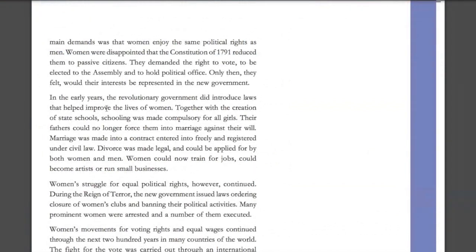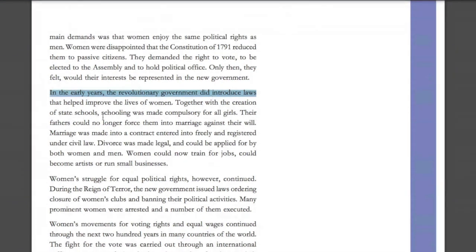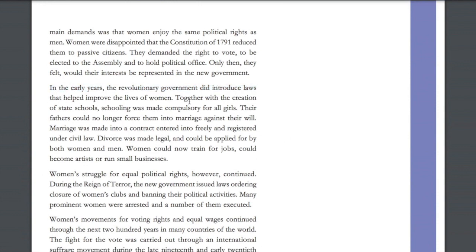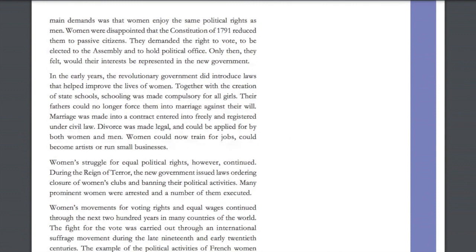In the early years, the revolutionary government did introduce laws that helped improve the lives of women. So the revolutionary government did improve the lives of women by introducing some laws. Together with the creation of state schools, schooling was made compulsory for all girls. Their fathers could no longer force them into marriage against their will. Marriage was made into a contract entered into freely and registered under civil law. Divorce was made legal and could be applied for by both men and women. Women could now train for jobs, become artisans or run small businesses. So this was during the revolutionary government. They did provide some support to women.